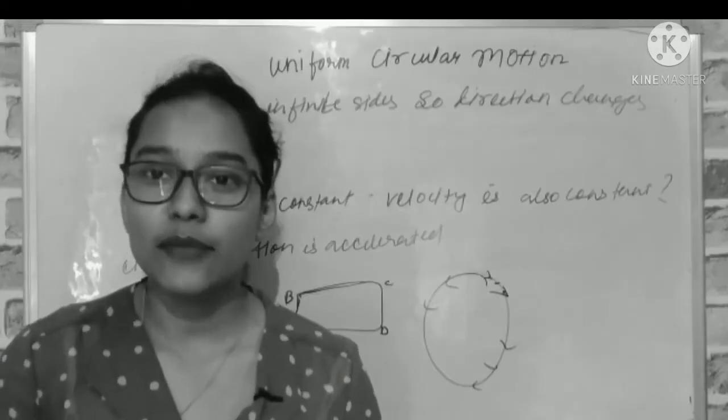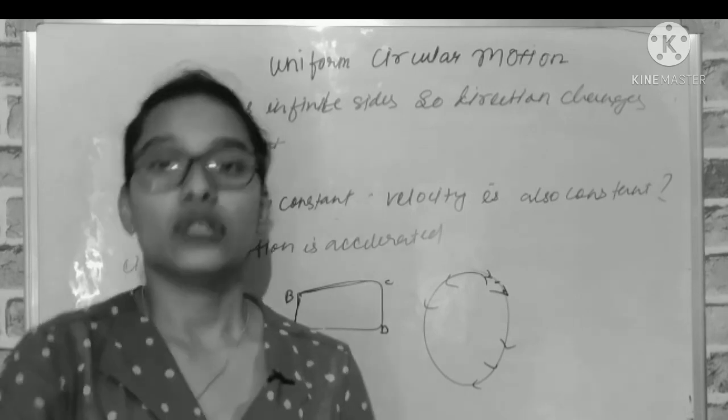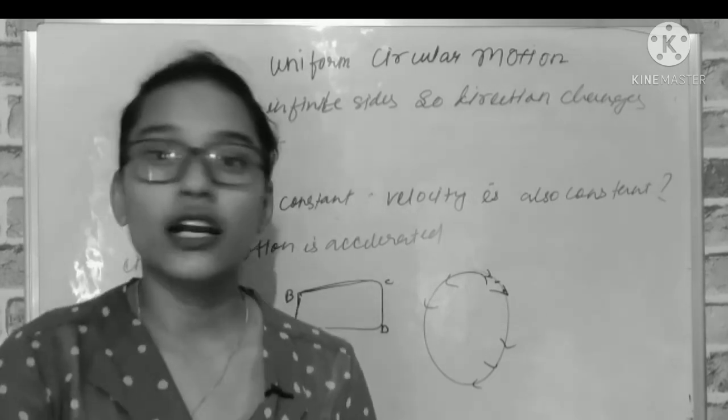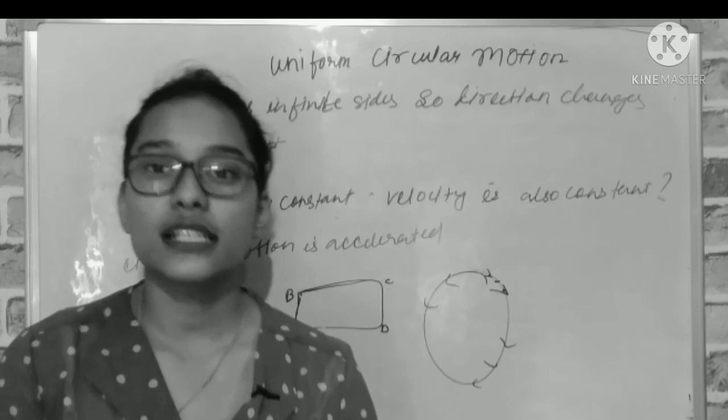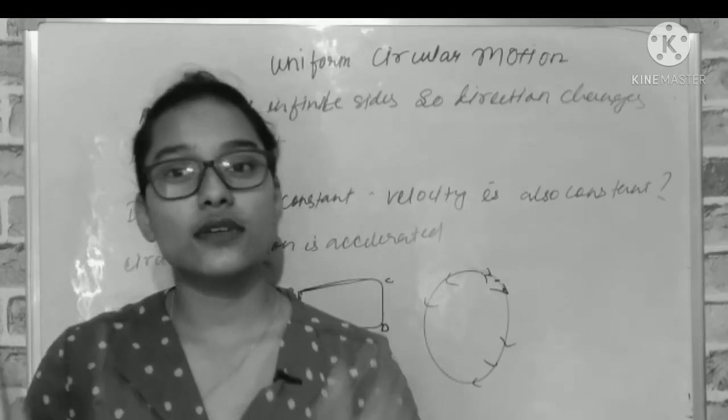Okay? Some examples of circular accelerated motion are the revolving of the earth around the sun and the revolving of the moon around the earth. So these are some examples of circular accelerated motion.